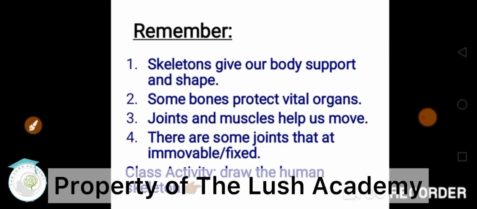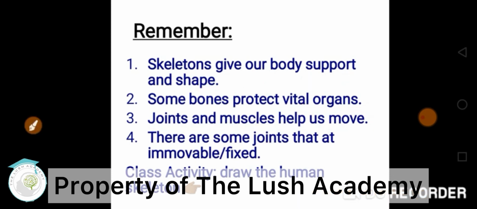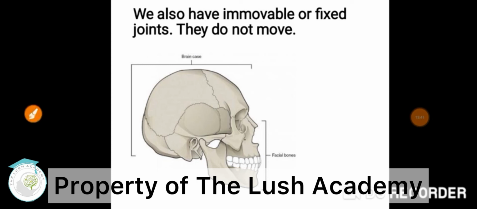So remember what we have said today. Skeletons give our body support and shape. Some bones protect vital, delicate organs in the body. The ribs protect the heart and lungs, the vertebrae protect the spinal cord, our skull protects the brain, and so on. Joints and muscles also help us move, and there are some joints that are immovable. Immovable means they cannot move, right? They are also called fixed joints, just like the joints of the skull and the pelvic girdle, okay?